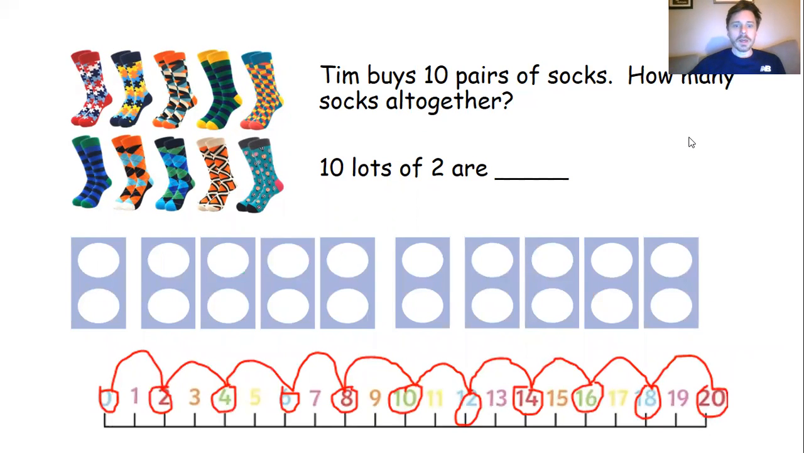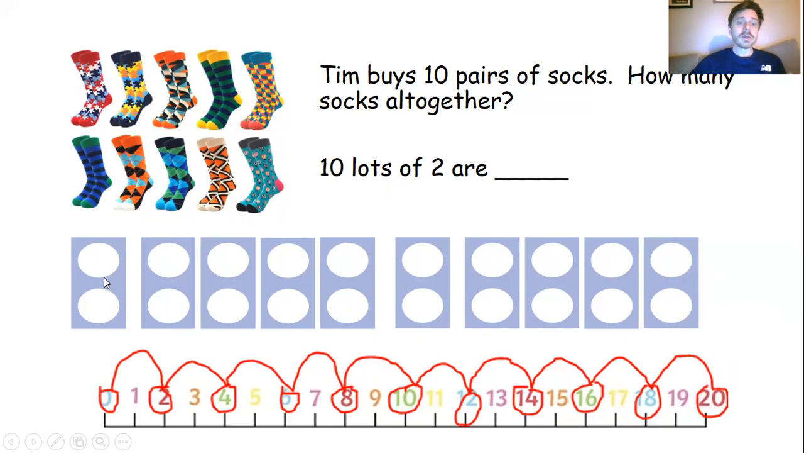Right, how did you get on? Let's see then. So here I've used the Numicon again. I'm just going to check: 1, 2, 3, 4, 5, 6, 7, 8, 9, 10 pieces of Numicon. Each one representing, remember we did that word before, what a representation is, a pair of socks. So 1 pair of socks, 2 pairs of socks, 3 pairs of socks, 4 pairs of socks, 5 pairs of socks, 6 pairs of socks, 7 pairs of socks, 8 pairs of socks, 9 pairs of socks, and 10 pairs of socks.